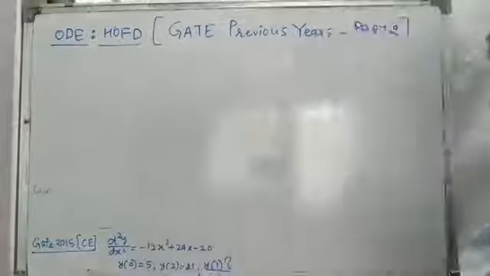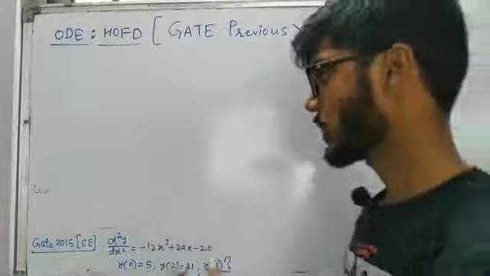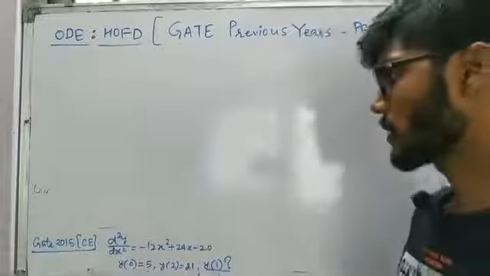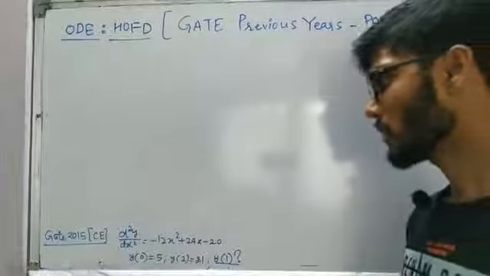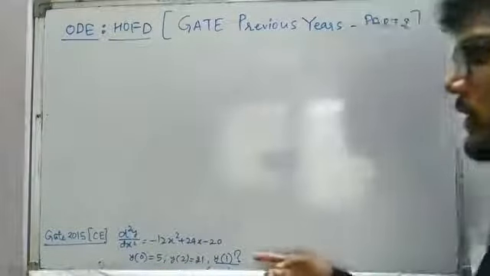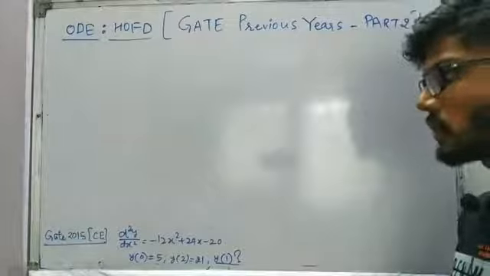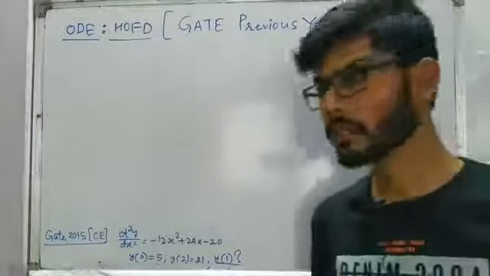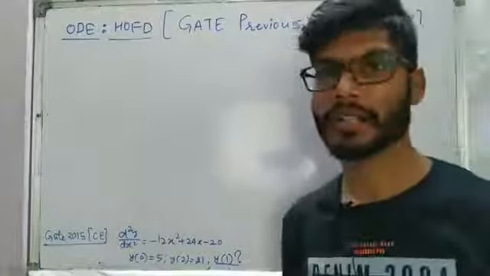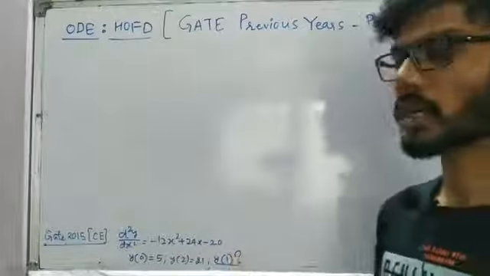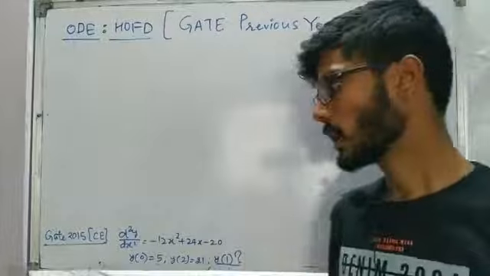So we are given the differential equation d2y by dx2 is equal to minus 12x square plus 24x minus 20, and we are given two initial conditions: y of 0 is equal to 5 and y of 2 is equal to 21, and he is interested in the value of y at x equal to 1. And whenever he is interested in the exact value at one particular point, he has to mention the initial conditions, then only we will be able to convert that general solution into an exact one, right?